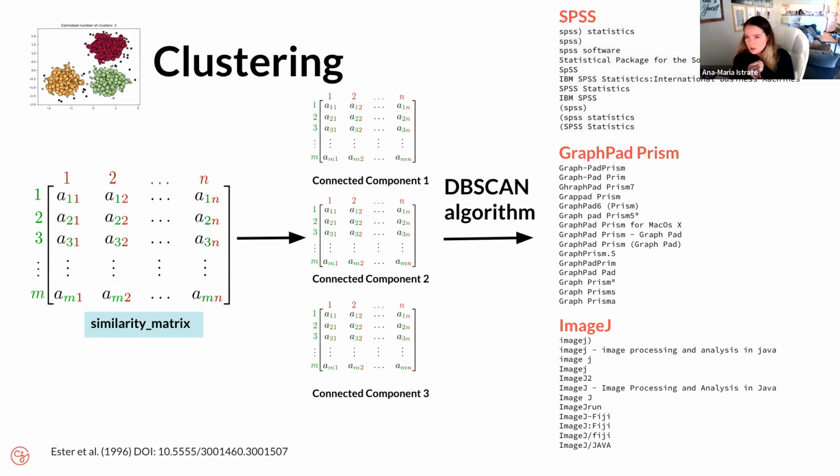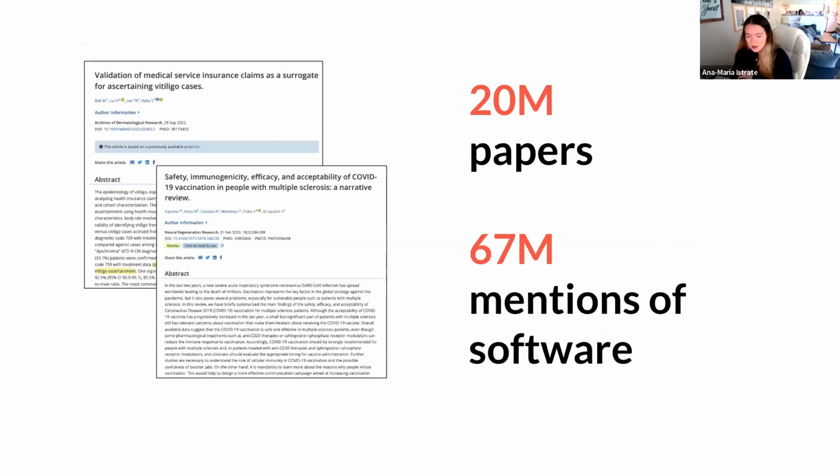So you can see an example here with SPSS, where you have things like SPSS Statistics and also the full name, Statistical Package for the Social Sciences. And actually, after we ran this clustering algorithm, we discovered that SPSS had maybe more than 1,200 different software variations or string variations that were mapped under the SPSS software entity.